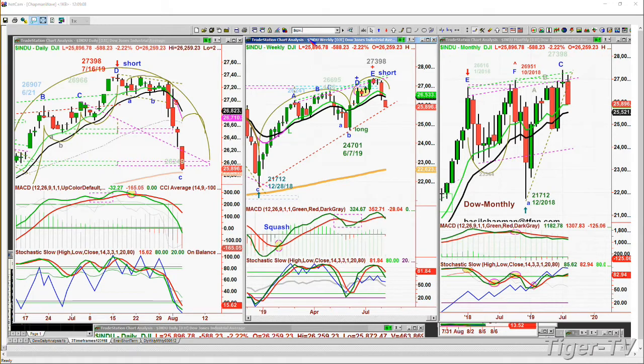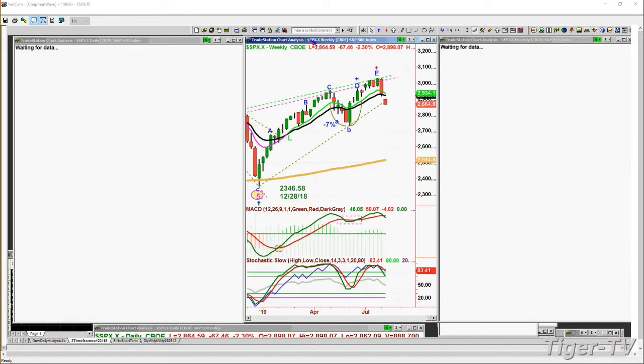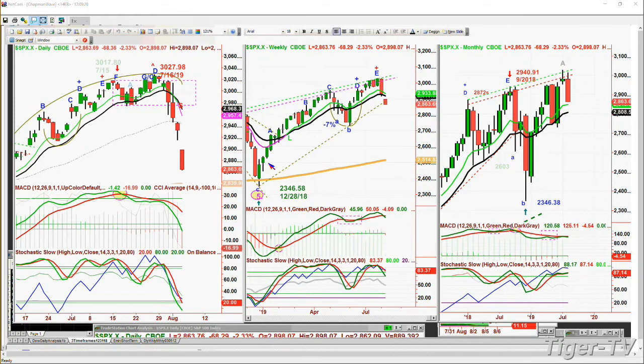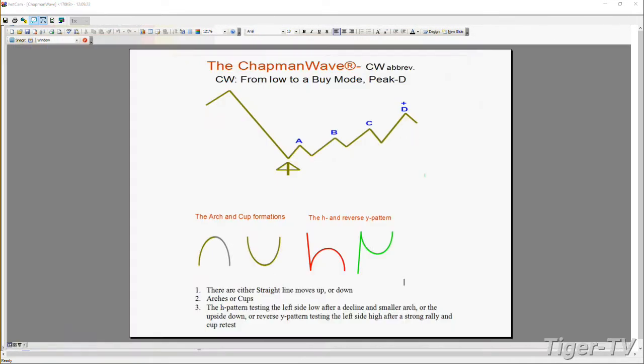We'll do this very thoroughly today because it's the beginning of the week. We want to be right there where the action is in real time. The S&P makes a high of 3,027 at a peak D. Remember, I didn't mention, in the Chapman wave methodology, you got A, B, C, D, E, F, G. Those are the letters we deal with. On the way up, we use uppercase, but it's at a peak D. That other things can happen.